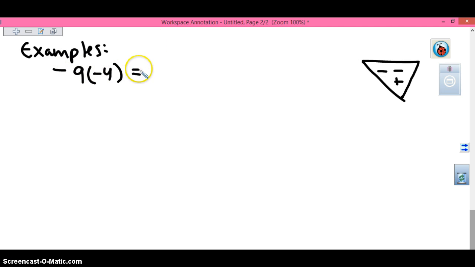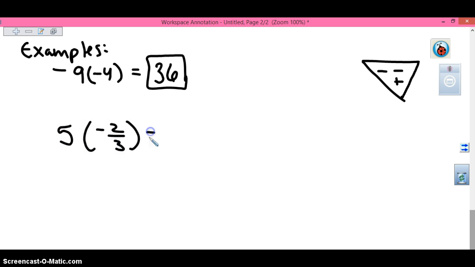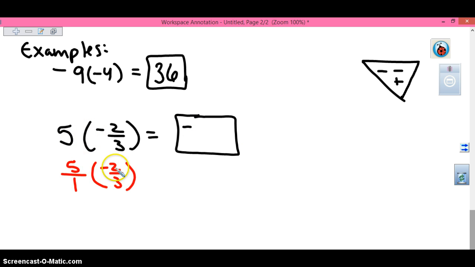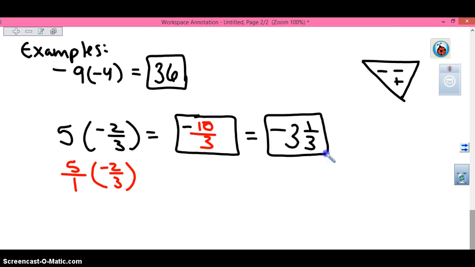Negative 9 times negative 4, will it be positive or negative? Positive. 36. What if we're multiplying 5 times negative 2/3? Will my answer be positive or negative? Negative. Now if we're multiplying this, we can change 5 to an improper fraction, times negative 2 over 3. 5 times negative 2 is negative 10, and 3 times 1 is 3. Can I simplify this? I cannot simplify it. I can change it to a mixed number, and that would be negative 3 and 1/3. They mean the same thing.